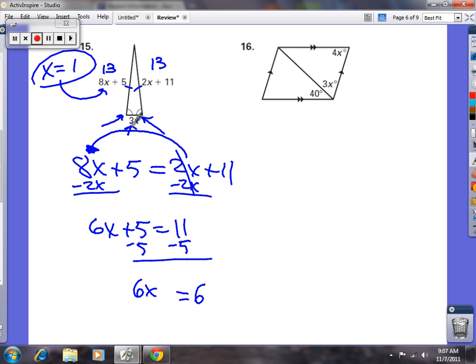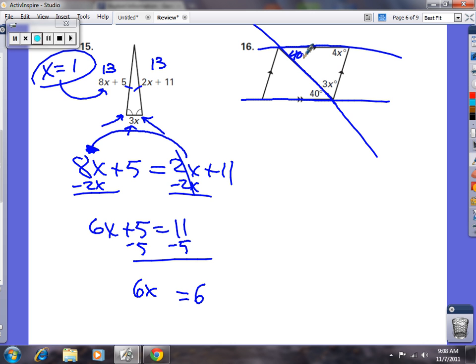Okay, 16. Christian, what do you know about 16? Parallel, there you go. Parallel, parallel. Now let's draw this out. This line and this line are parallel. So this 40 degrees, do you see this 40 degrees? Where is it going to show up in that top triangle? What's corresponding to 40? Right here, 40. So that's 40, that's 40.